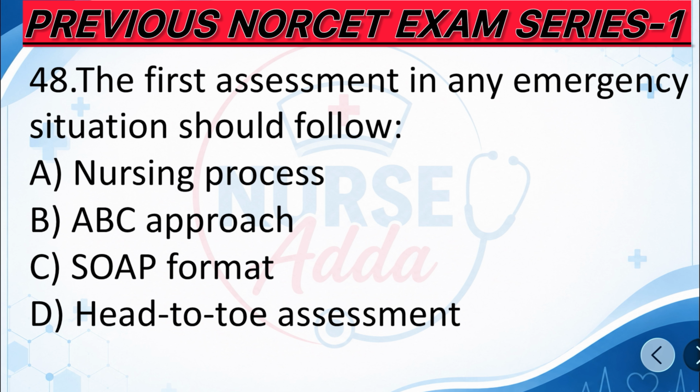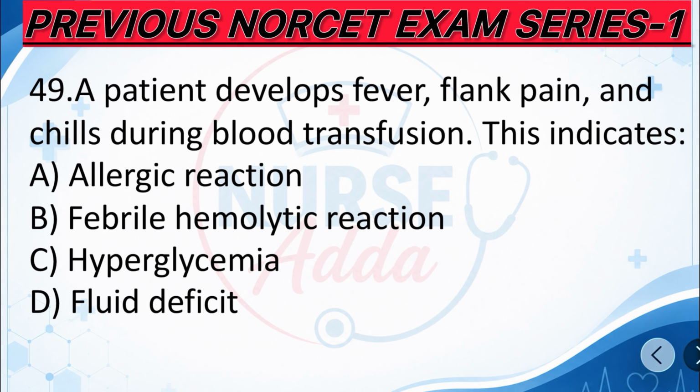Next one. The first assessment in any emergency situation should follow nursing process, ABC approach, SOAP format, head to toe assessment. Right answer is option B, ABC approach. Next question. A patient develops fever, flank pain, and chills during blood transfusion. This indicates allergic reaction, febrile hemolytic reaction, hyperglycemia, fluid deficit. Right answer is option B, febrile hemolytic reaction.